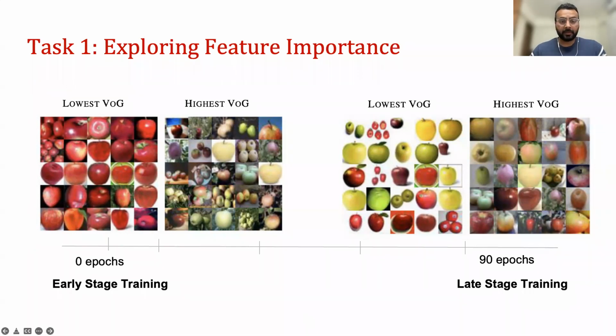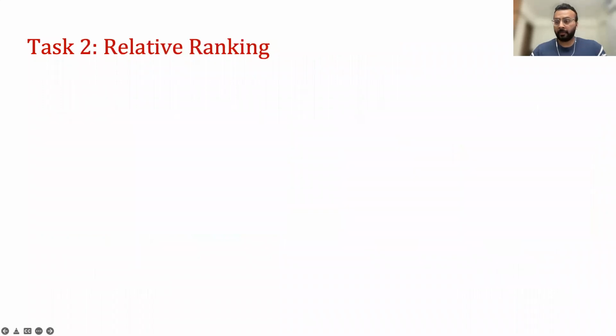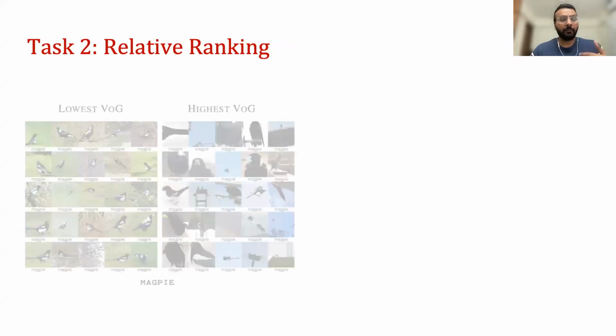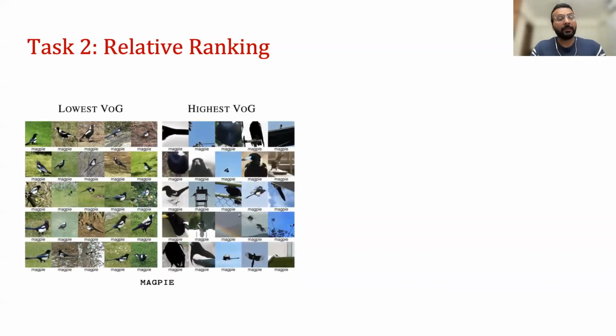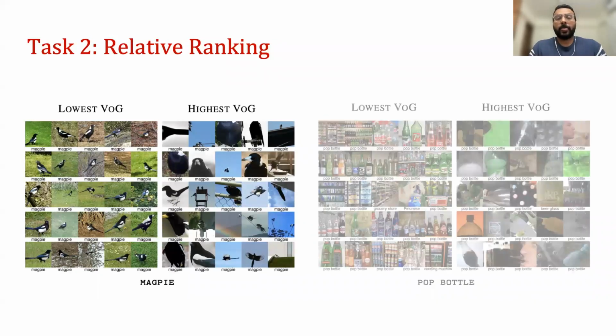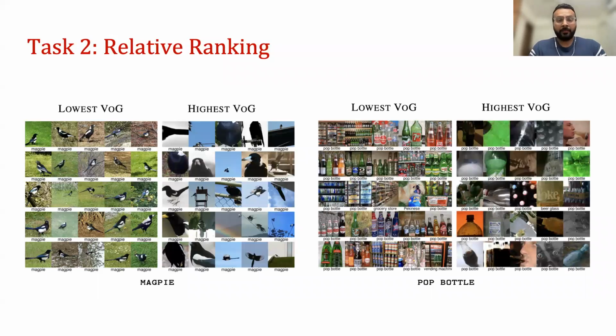Great. So then we'll move to task 2. Here we basically show how VOG can be used to relatively rank a given class and its different images, right? VOG only requires gradients, which are already calculated during training. So we can also use this analysis to get some insights for large data sets like ImageNet.